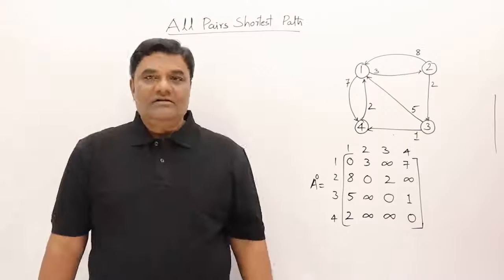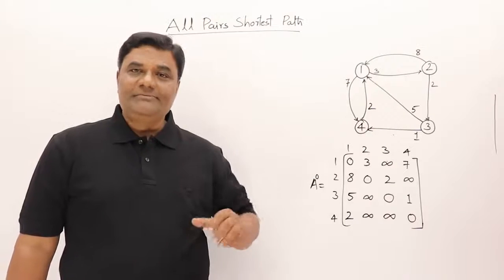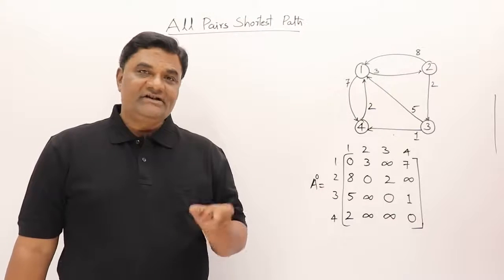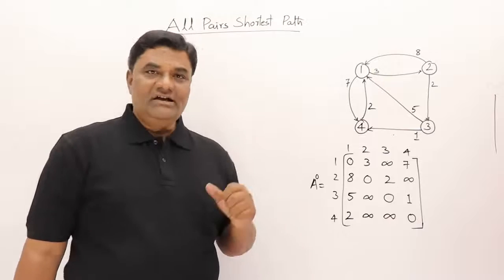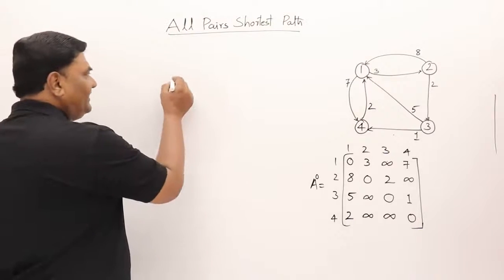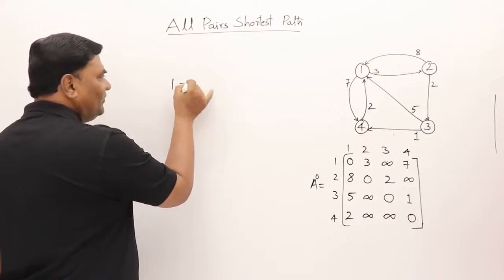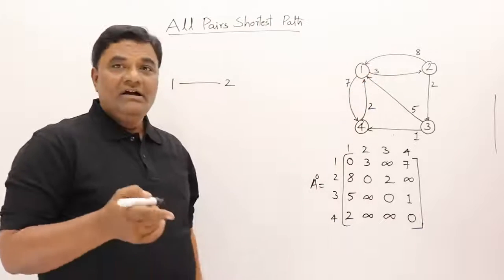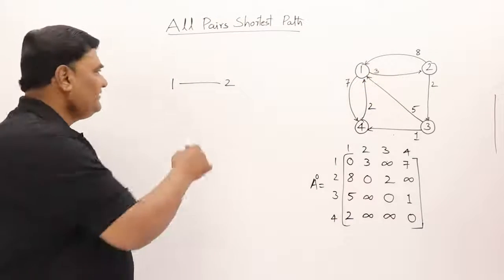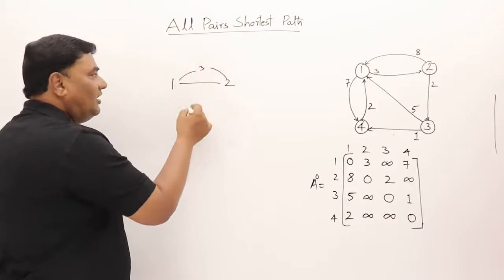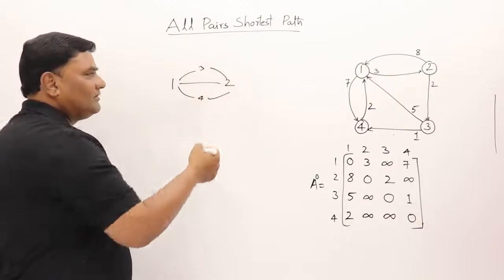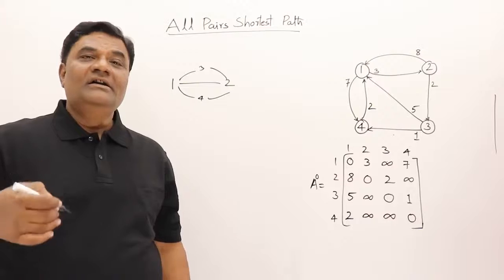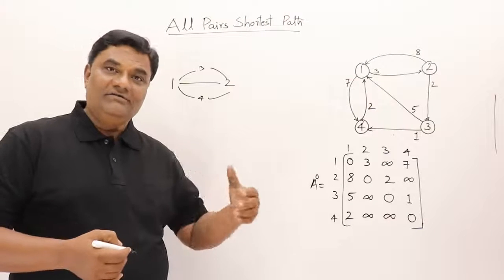Now, how can the problem be solved using dynamic programming? Dynamic programming says that the problem should be solved by taking a sequence of decisions. In each stage we will take a decision. So what decision do I have to take? See, if I have to find a shortest path from vertex 1 to 2, there may be a direct edge from 1 to 2, or maybe there is a shorter path going via vertex 3, or it may be going via vertex 4. So I have to decide whether a shorter path is going via some other vertex.